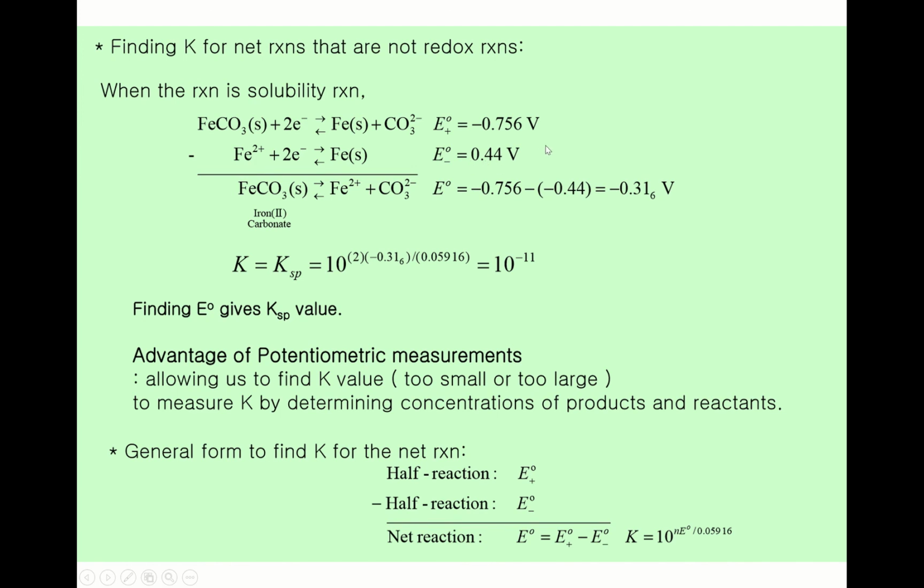But now the question is to calculate KSP for ferrous carbonate. You see, ferrous carbonate dissociates very little into ferrous ion and carbonate ion. This reaction is not an electrochemical reaction, because there are no electrons involved. This is a pure chemical reaction. But using electrochemical principles, we can calculate KSP for ferrous carbonate.